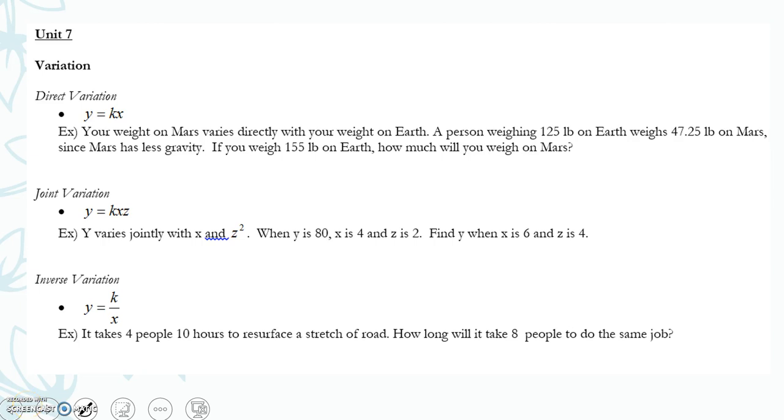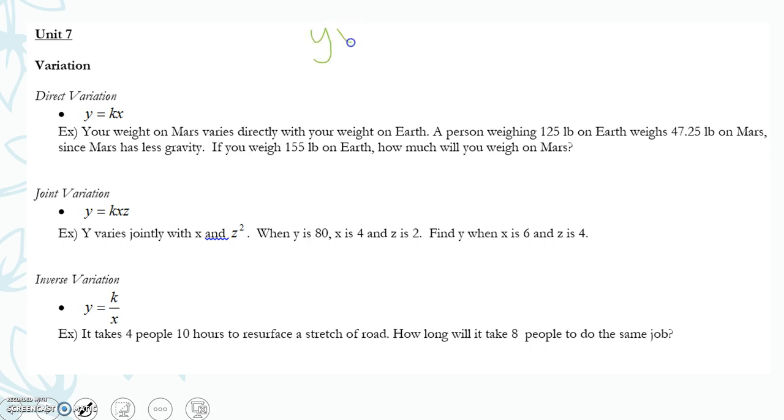So the next unit we're going to review is Unit 7 on variation. The first type of variation is direct variation. I am going to go off to the side and talk about a type of problem that's on one of your worksheets. On your worksheet it talks about how to write equations.